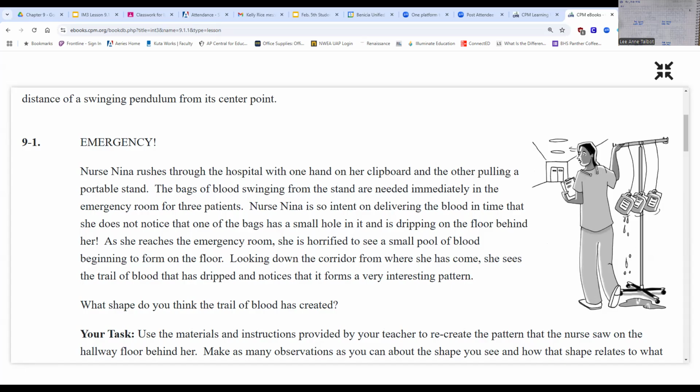And then what you're going to do is it's going to make a pattern on the floor or on the ground, and you're going to sketch that into your notebook. So low swing, and then a higher swing would be pull it out farther. Okay, now, the thing I need to tell you is, I've used these bottles for a couple years in a row.